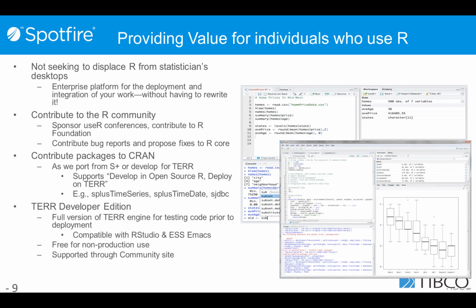And then finally, the TERR Developer Edition is a free version of TERR, a full version of the TERR engine that anybody in the R community can download and use for testing their code, for deploying it in the TERR platform, or just for their own use. The TERR Developer Edition is compatible with RStudio, so you get all the benefits of RStudio's ability to manage projects, syntax highlighting, code execution, etc. We're also compatible with ESS Emacs. And the TERR Developer Edition is free for non-production use and is supported through our community site. And I'll be providing links to that a little bit later in the presentation.